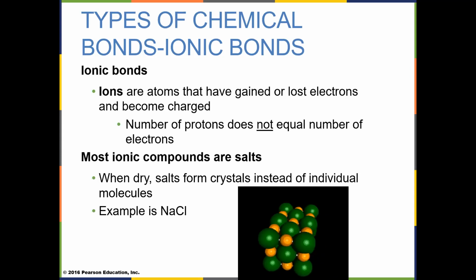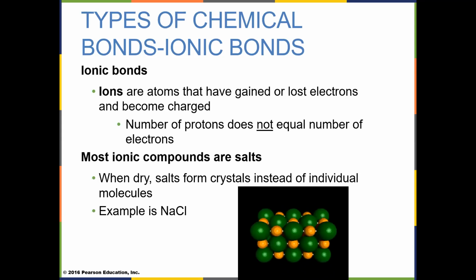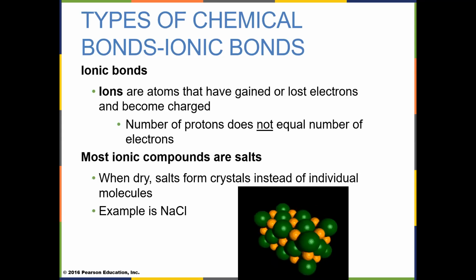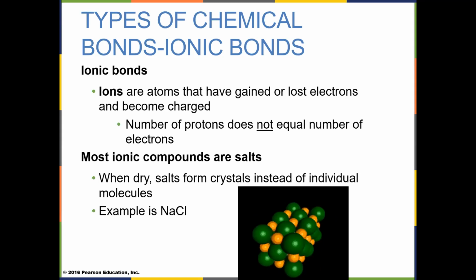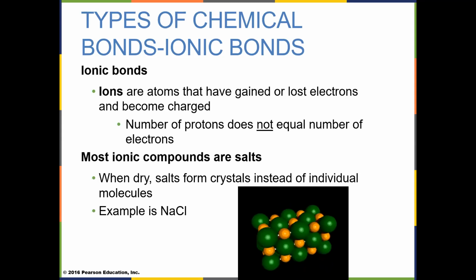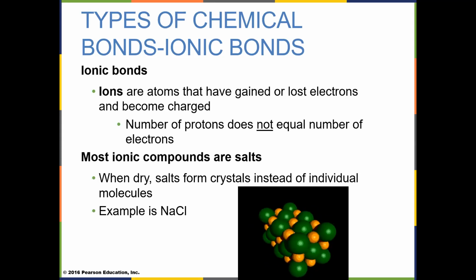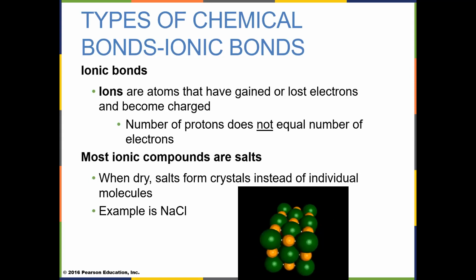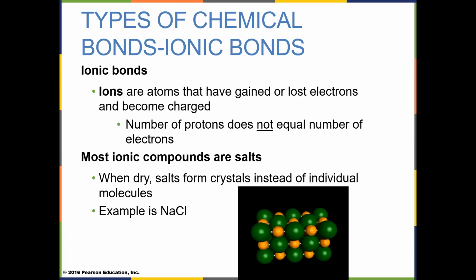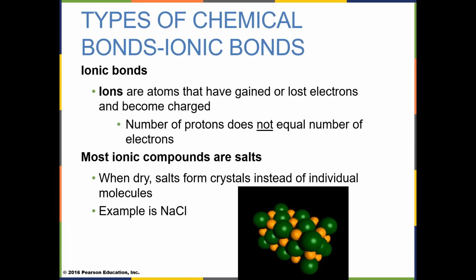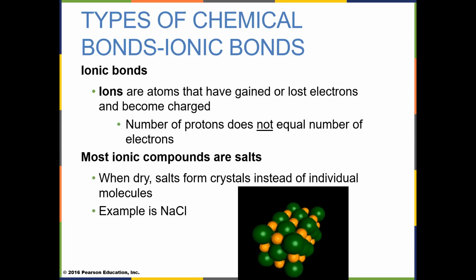If chlorine grabs that random electron kicked out of sodium, chlorine has an atomic number of 17 protons, but if it grabs that electron from sodium, it now has 18 electrons, which gives it one more electron than protons. 17 protons, 18 electrons. Chlorine is now a negative ion. It's no longer an atom because atoms are always balanced. Ions are either positive or negative.